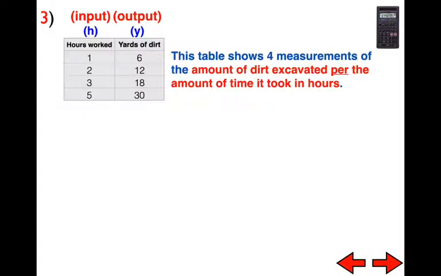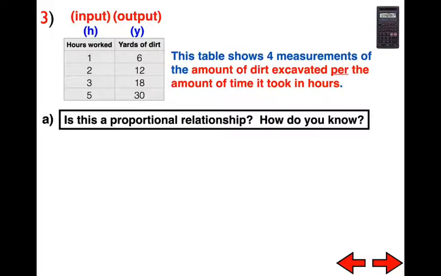Let's go to number 3. Here we have a table. The table shows 4 measurements of the amount of dirt excavated. Excavate means you're taking dirt out of the ground, digging a hole, per the amount of time it took in hours. So notice that I've labeled the input and the output. Notice also that I'm using H to represent the hours worked, Y to represent the yards of dirt. Is this a proportional relationship?